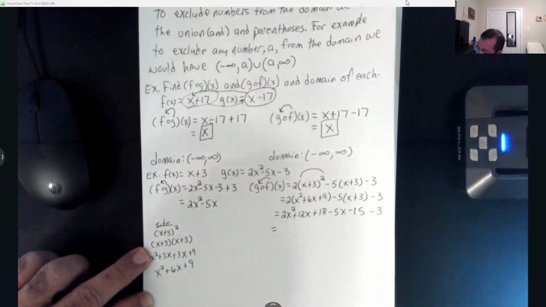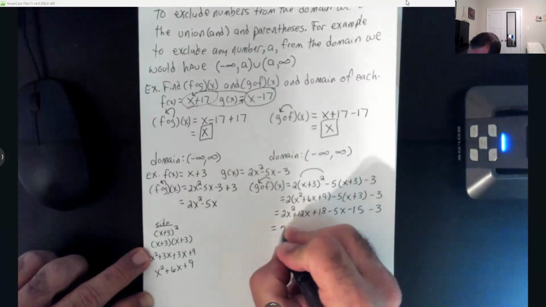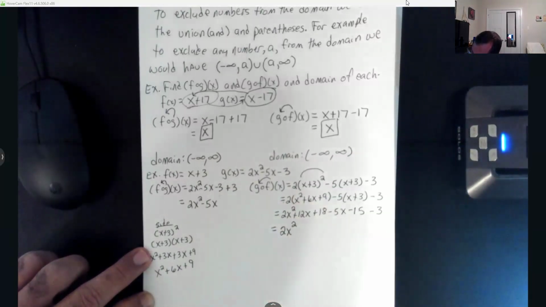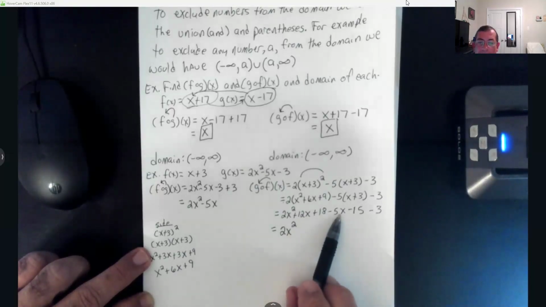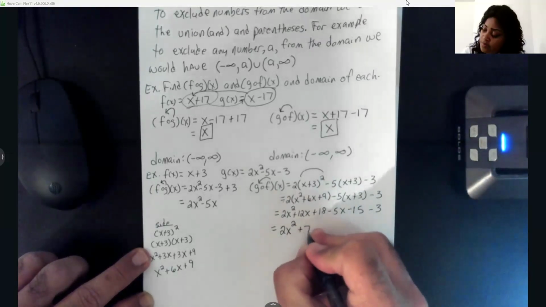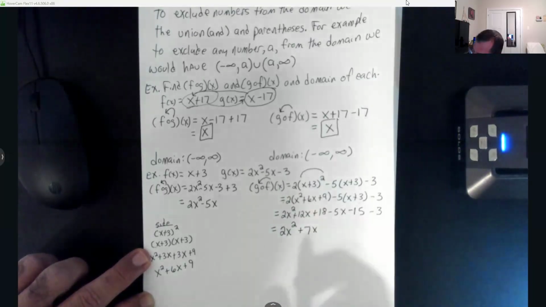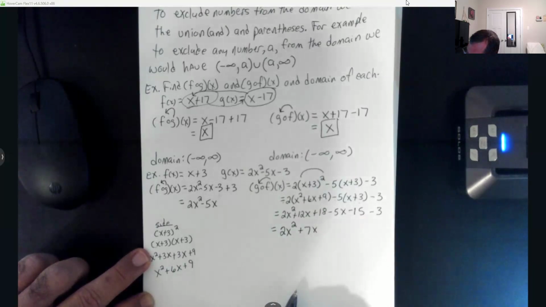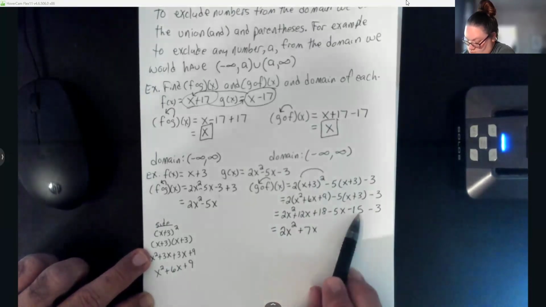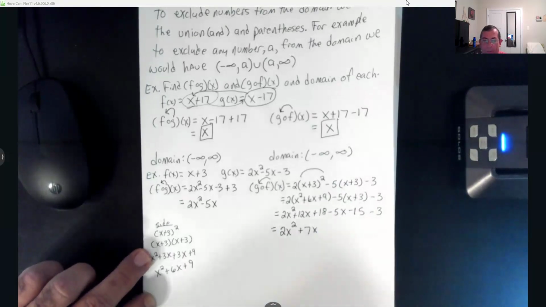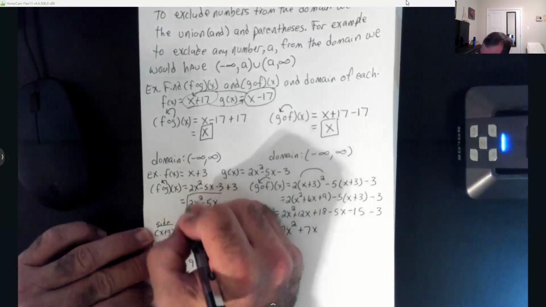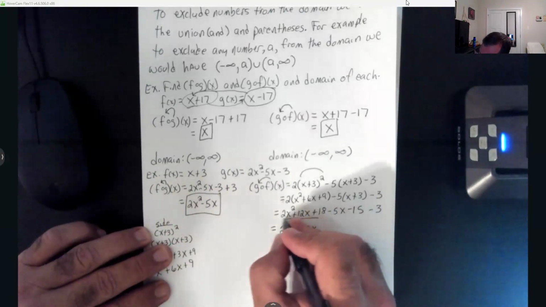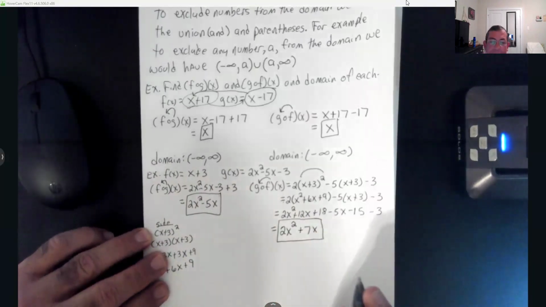All right, y'all, so time to add like terms. So I know I got a 2x squared. Let's see, on our x's, I got what, 12 minus 5. That's going to be a positive 7x. Oh, y'all look at that. The numbers: 18 minus 15 is 3, minus 3. So the numbers cancel. Good job. So the first one equals 2x squared minus 5x. Second one, 2x squared plus 7x.